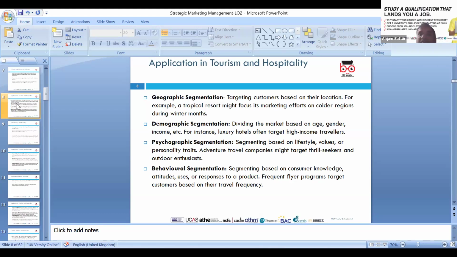Psychographic segmentation is based on lifestyle, values, and personality traits. An adventure travel company might target thrill seekers and outdoors people. So we can look around these according to the psyche and the lifestyle of the people.